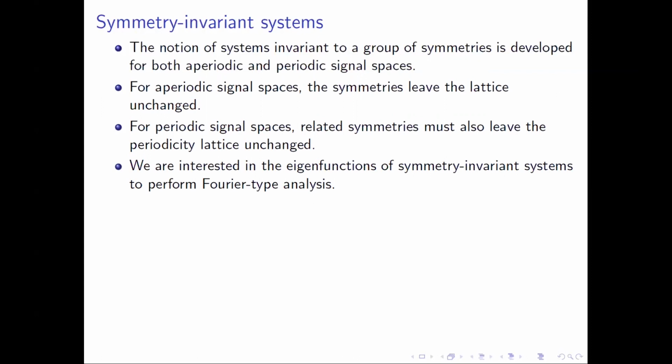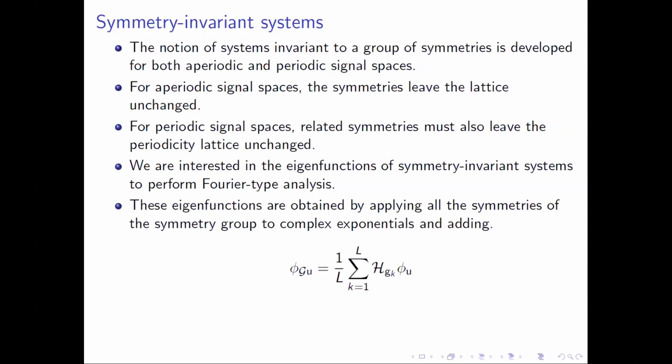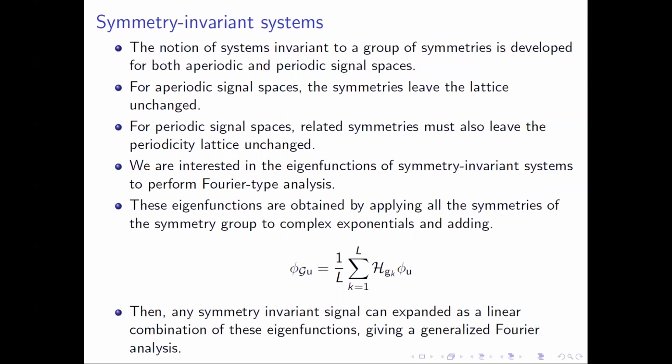As in the case of shift invariant systems, we're interested in the eigenfunctions of symmetry invariant systems in order to perform Fourier type analysis. These eigenfunctions are obtained by applying the symmetries of the symmetry group to complex exponentials and adding, as shown in this typical equation. Then, any element of the signal space can be expanded in terms of these eigenfunctions using a generalized version of Fourier analysis. The details are developed in the chapter.